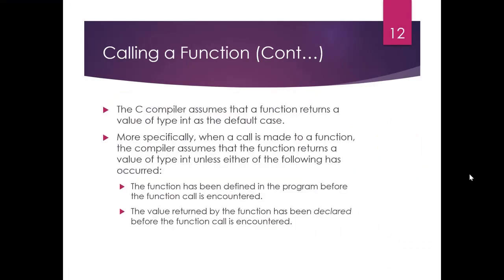The C compiler assumes that the function returns a value of type int as the default case. More specifically, when a call is made to a function, the compiler assumes that the function returns a value of type int unless either of the following has occurred. The function has been defined in the program before the function call is encountered. The value returned by the function has been declared before the function call is encountered. Okay.